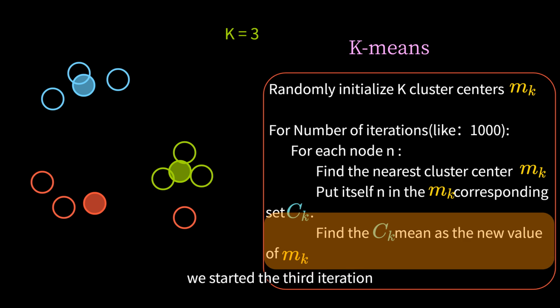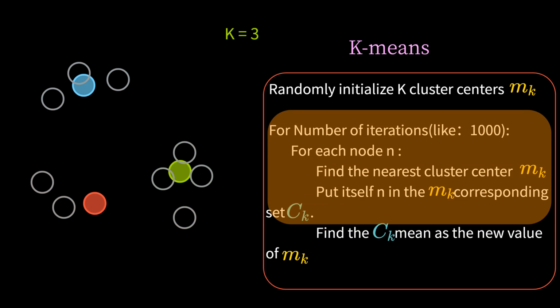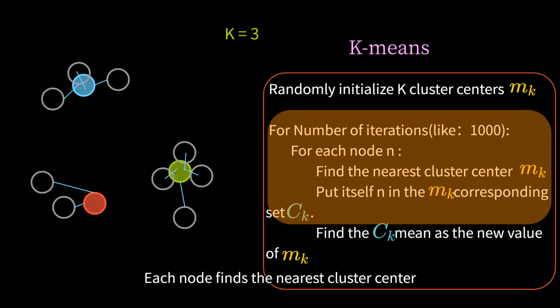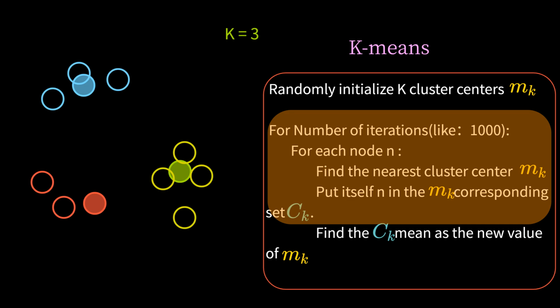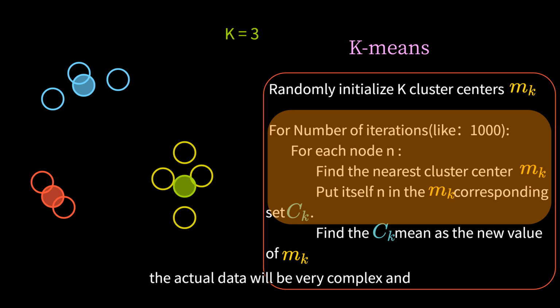Then we start the third iteration. Each node finds the nearest cluster center again and becomes the corresponding category. Then update the center of each cluster. Okay, it looks almost done. In fact, the actual data will be very complex and may require more iterations.